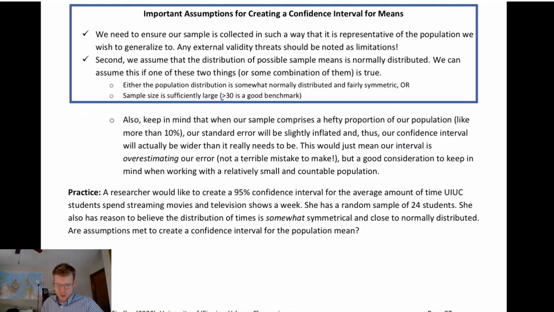So whenever we do actually have a notable proportion of the population in our sample, we just want to keep in mind that our confidence interval is probably overestimating how wide we need to be. We're really not going to worry about that in this class. It's more just something that I mentioned because some people have brought it up to me before. So it is a thing, and there are ways to correct for this that we won't worry about in this class.